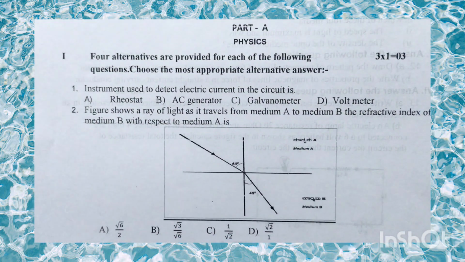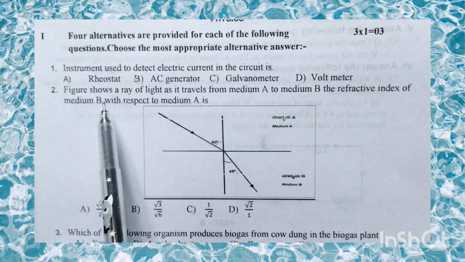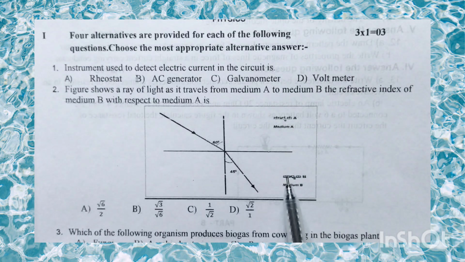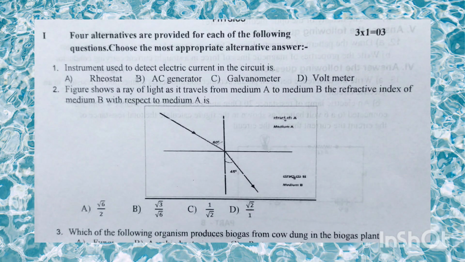Now let us move to the second question. They have given one figure. The figure shows a ray of light as it travels from medium A to medium B. We have to find the refractive index of medium B with respect to medium A. The angles are given as 60 degrees and 45 degrees. The angle of incidence is 60 degrees and the angle of refraction is 45 degrees.